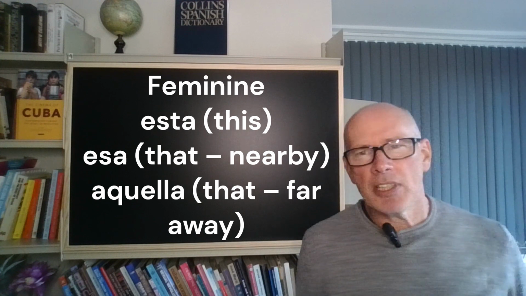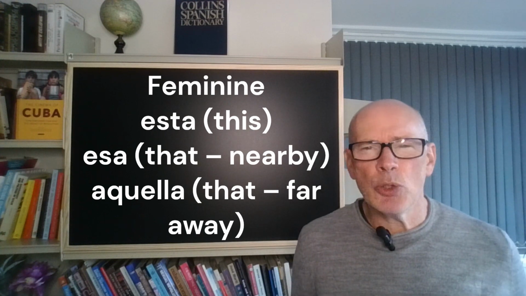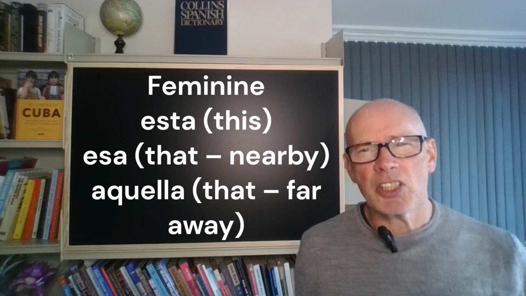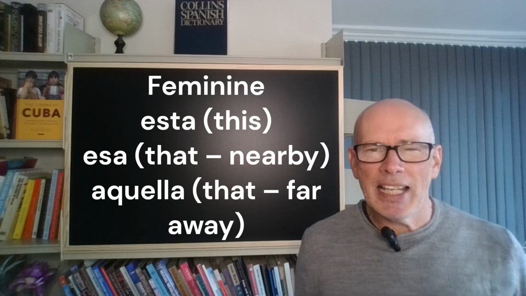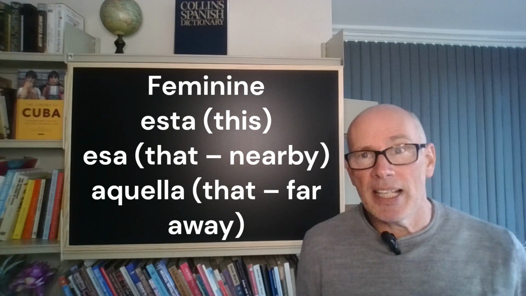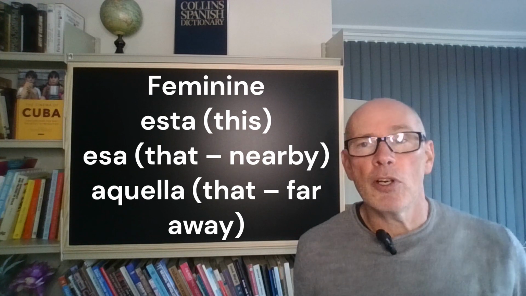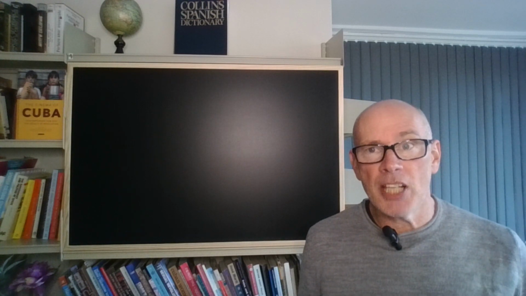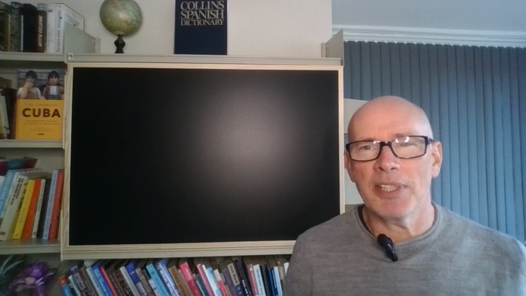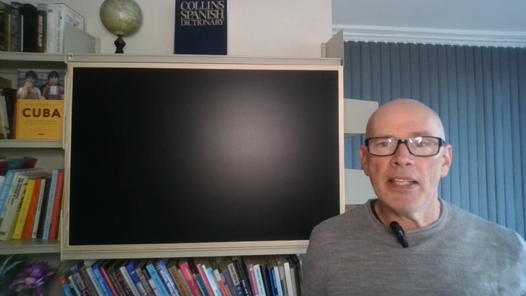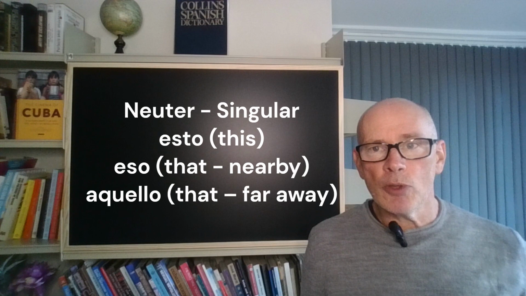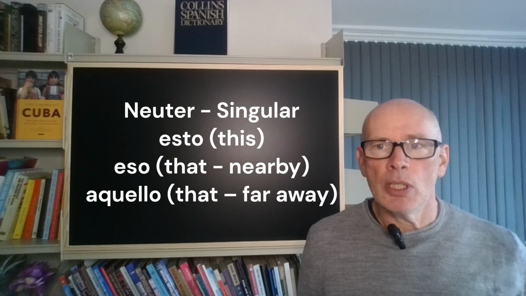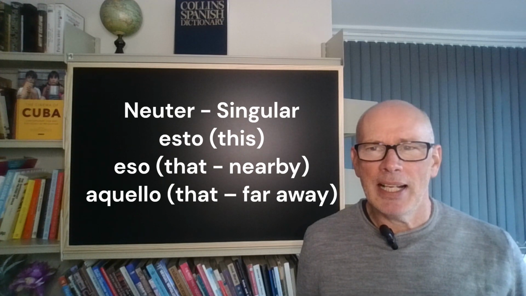And what we note here is that ese and esa are used to say that, but for something that's nearby, whereas aquel and aquella are also used to say that, but for something that's further away, both in time and in space. We'll come to that. And then the neuter forms or neutral forms are esto, eso, and aquello.